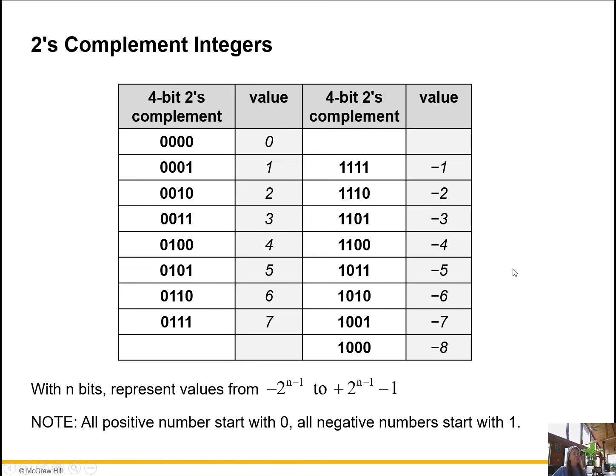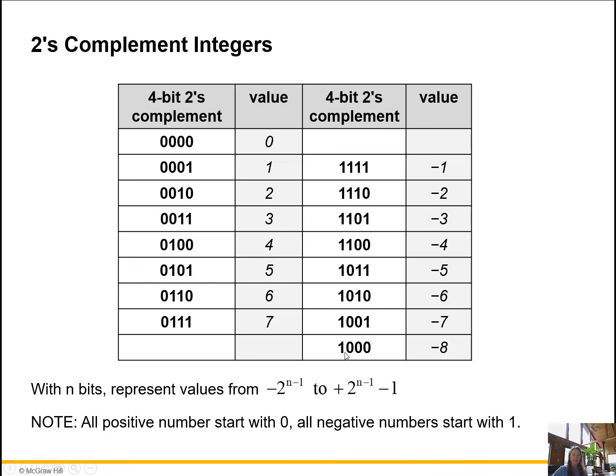All right, so here's some representations of 2's complement, just to look at them. These are our regular 0 through 7. Here is a 4-bit 2's complement representation of -1 all the way down to -8. Notice this -8.